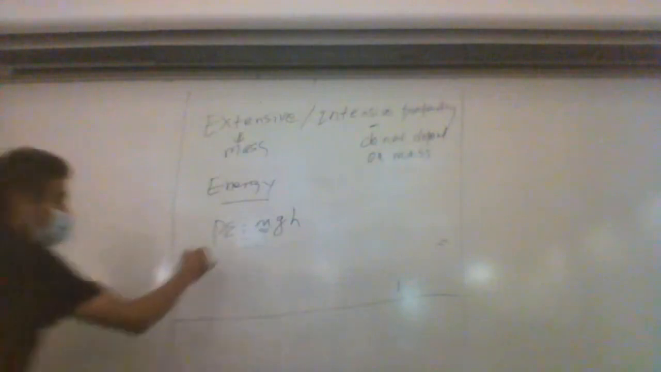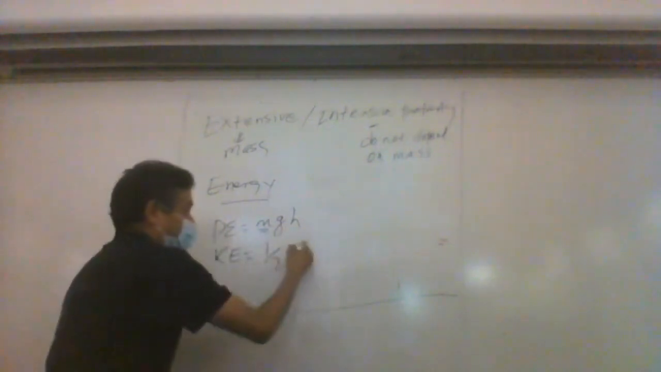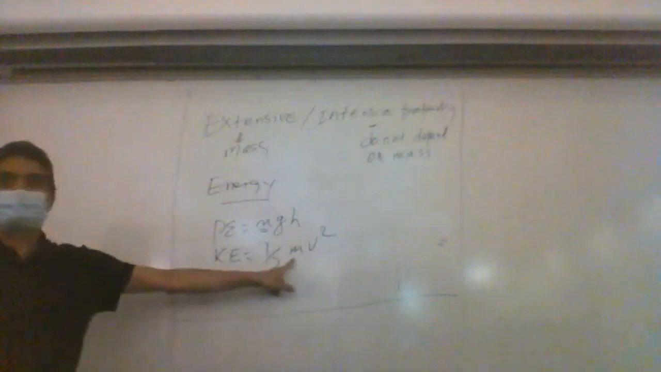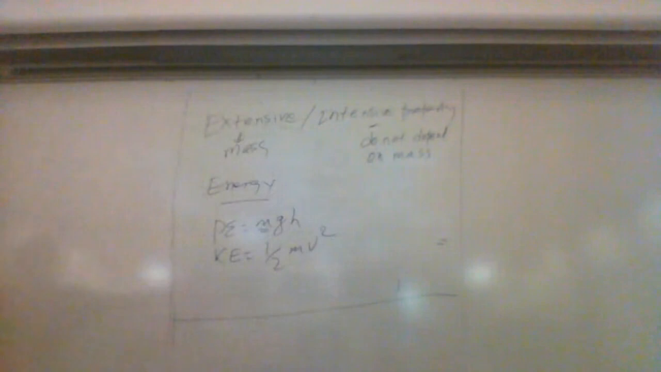How about the kinetic energy? What is the definition of kinetic energy? Half mass velocity square. You see? Now again, if you have a bigger mass, you have a bigger kinetic energy. If you have a smaller mass, you have a smaller kinetic energy, right? Depends on the mass. Make sense? Great. So all energy is an extensive property. All volumes are extensive because they depend on mass.